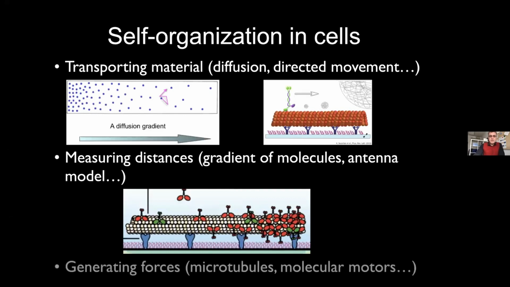And finally, I will not show a drawing now, but the rest of my talk is mainly related to the third physical scenario related to self-organization, which is generating forces. Generating forces relies on the cytoskeleton, which consists of filaments like microtubules and motor proteins.